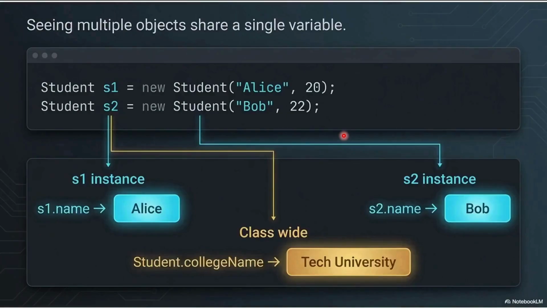Okay. So over here, what is happening? See, Student S1, I created one object. Name of the object is S1, and this is the data that we are passing. So this is the S1 instance. Then again, I'm creating S2, and over here we have S2, it holds the data Bob and 22. But the class variable, there is only one copy. This is what is shown over here.